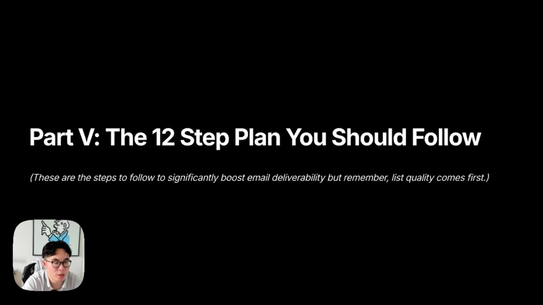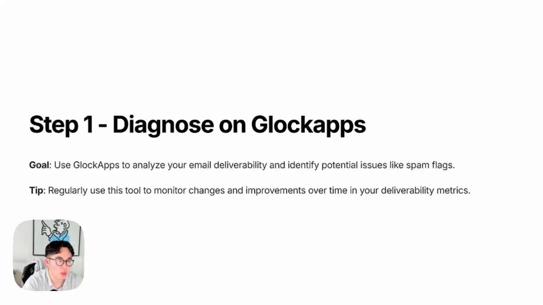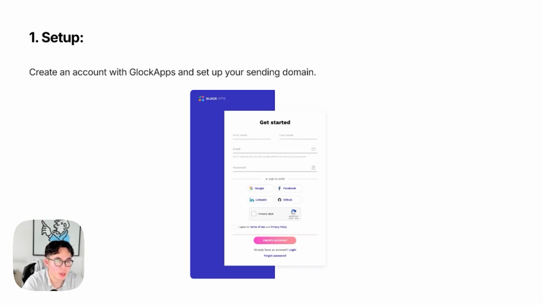So here is a 12-step plan you should follow to ensure that you significantly boost email deliverability. First, you want to diagnose on GlockApps. The goal here is to use GlockApps to analyze your email deliverability and identify potential issues like spam flags. The tip here is to regularly use this tool to monitor changes and improve your deliverability metrics over time. So step 1, you want to create an account with GlockApps and set up your sending domain.